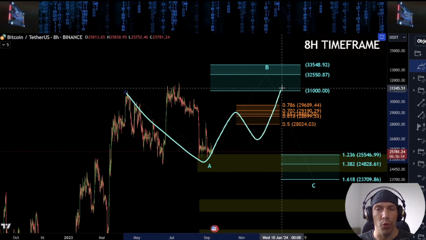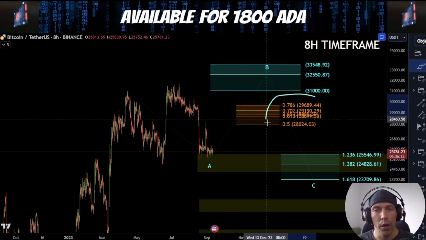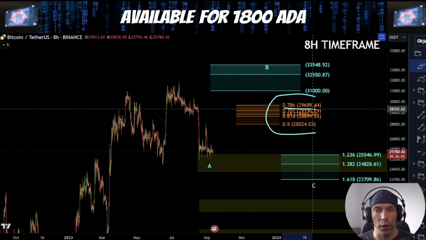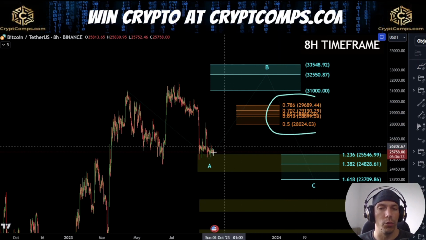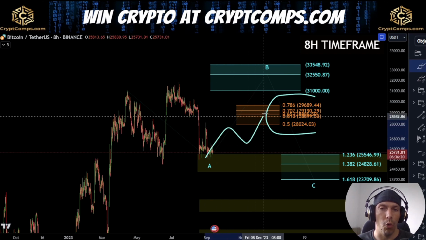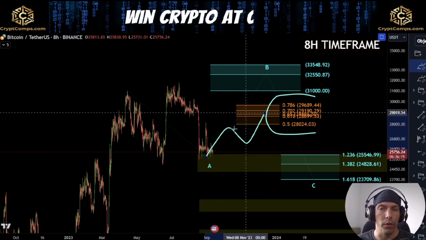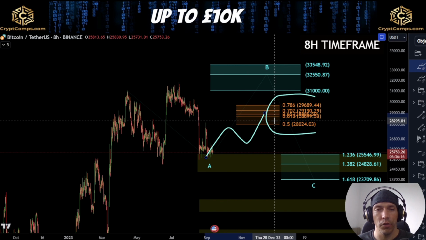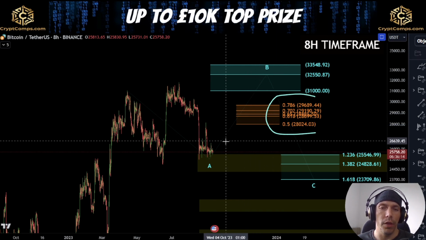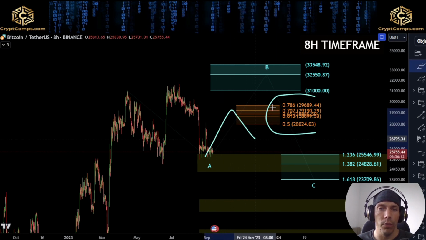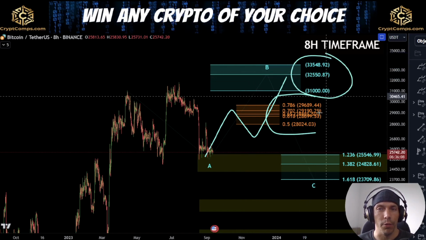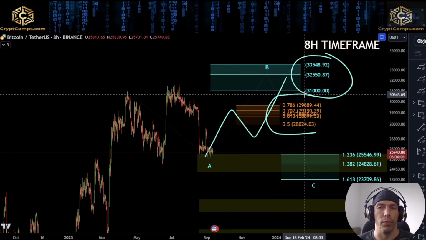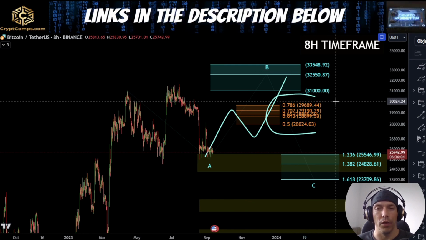We get a 3-wave move to the upside. Now this 3-wave move could either potentially look to target out this 29,689 to this 28,024 level, where we see a smaller 3-wave structure looking to develop in a more sideways action here. Or alternatively, what we could see is a bigger overshooting B wave, where we see price looking to push back up into these higher ranges of this 33,548 to this 31,000 zone.